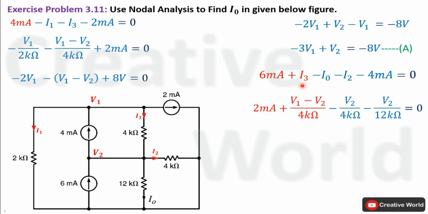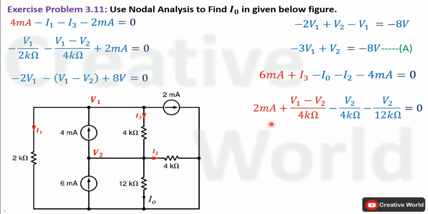mA. I3 is calculated in previous step as well, which is equal to V1 minus V2 divided by 4 kilo ohm, while I0 will be equal to V2 divided by 12 kilo ohm. Similarly, I2 will be equal to V2 divided by 4 kilo ohm.